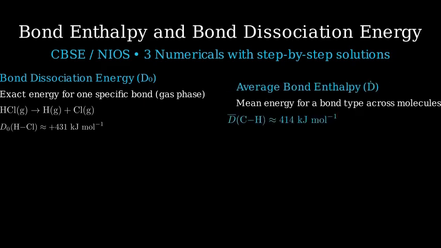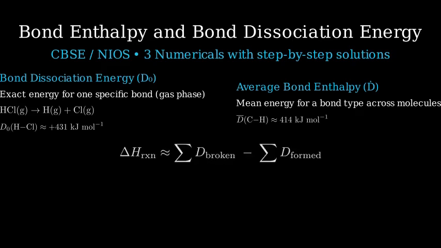Average bond enthalpy is the mean energy to break a chosen type of bond, like C-H, averaged over many gaseous molecules. It is less precise but widely tabulated. To estimate reaction enthalpy from bonds, we use the key relation. Delta H of reaction is approximately the sum of bond energies of bonds broken minus the sum of bond energies of bonds formed.